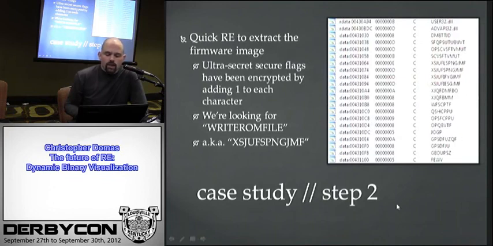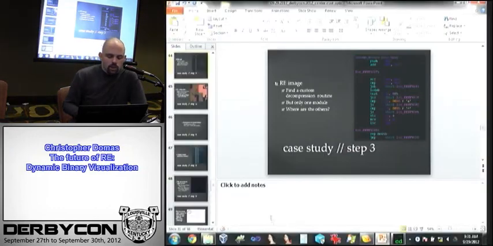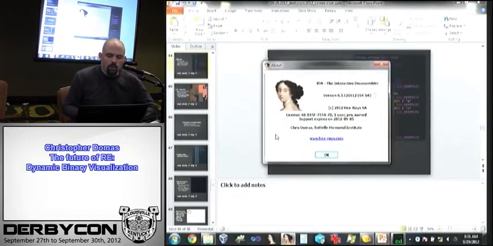You have to do some quick RE. They've tried to hide the flags from you so that you can't spit out the actual EFI image, but what you see is all they did is they added one to each ASCII character in the flags. So if you just subtract one from all these strings, you can figure out what the flags for this exe are, and there's one called write ROM file. So when you give it the write ROM file flag, it'll spit out the EFI image that we want to analyze. So let's go ahead and pull this image up in IDA.